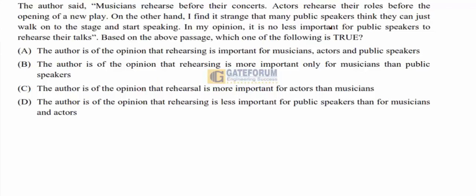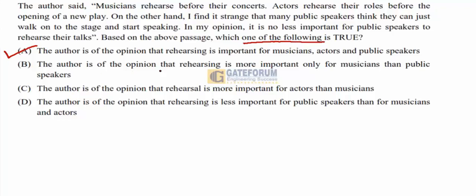Let's read it. The author is of the opinion that rehearsing is important for musicians, actors, and public speakers. I will immediately say that this is absolutely correct, because the author throughout this passage is trying to say that thing only. So I have already arrived at it. If it were an exam, I would have automatically skipped B, C, and D. I've got my answer. But this is not an exam, so let us just go through them.